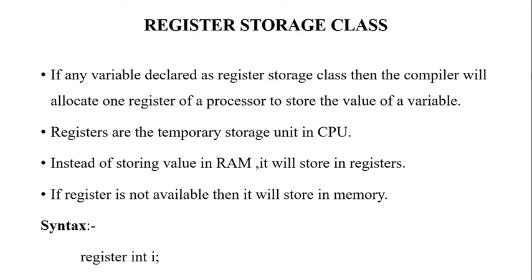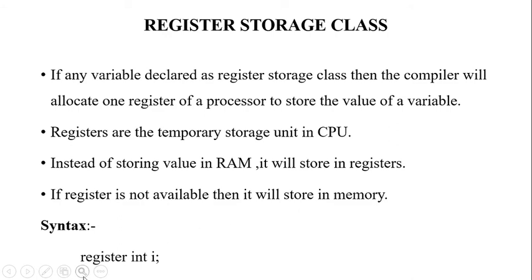Then the last one is the register storage class. Register storage class means if any variable is declared as register storage class, then the compiler will allocate one register of a processor to store the value of the variable. Registers are temporary storage units in the CPU. Instead of storing the value in RAM, it will store it in registers. If a register is not available, then it will store it in memory.